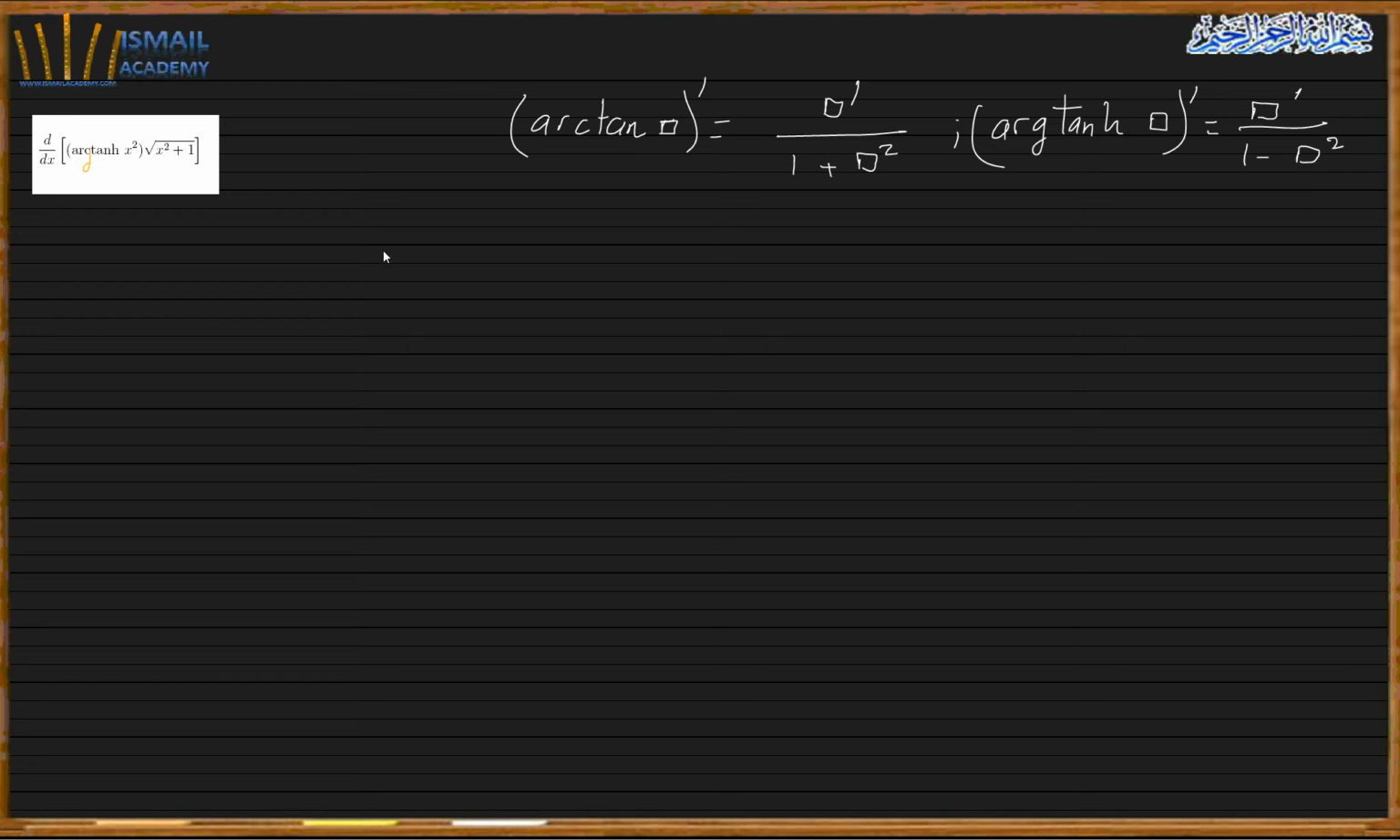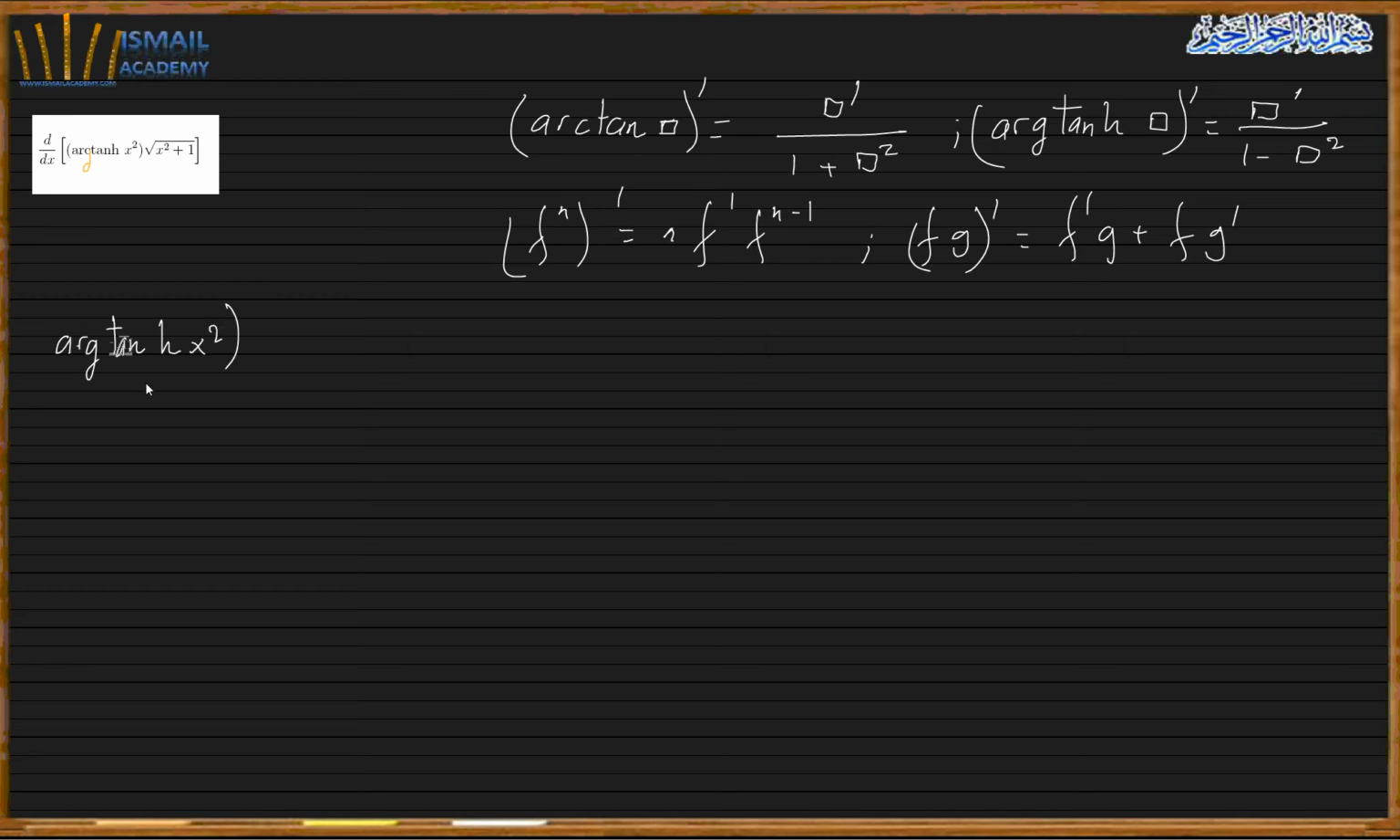So that's the idea. So here I'm going to use again the power rule. If I have f^n prime, it is n f prime f^(n-1), and because this is a product, I'm going to use the product rule. So (fg) prime is f prime g plus f g prime. So those are the three concepts I'm going to use here. So let's start the answer. Arc tangent hyperbolic of x squared times square root of x squared plus 1, prime.